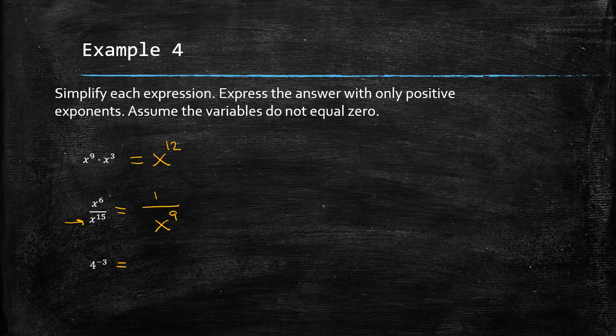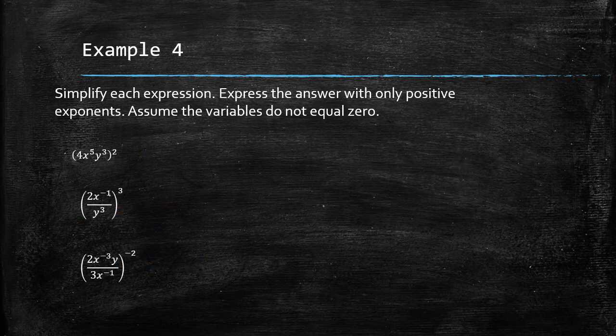4 raised to the negative 3rd power. So remember, negative exponents are brought to the denominator, so I have 1 over 4 cubed, which is 1/64. Okay, a few more that we'll do together. Now we have 4x to the 5th y cubed all raised to the 2nd power. So I'm going to apply this exponent to all three. So 4 squared is 16. X to the 5th squared, so remember power raised to a power, so we multiply our exponents together. Same thing for the y, so we'll get y to the 6th power.